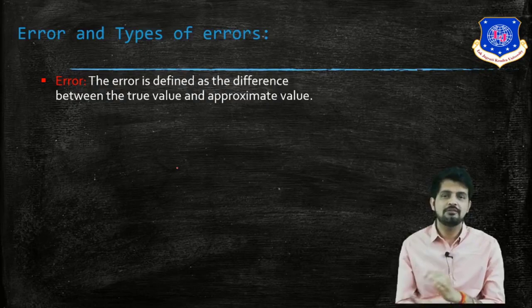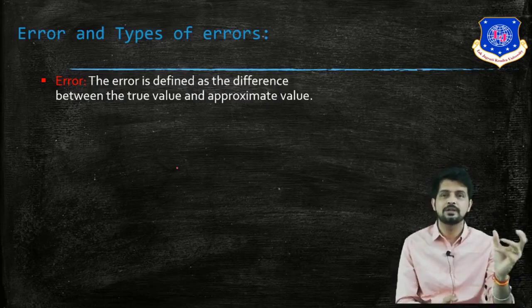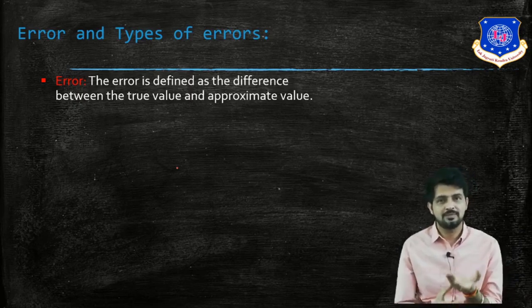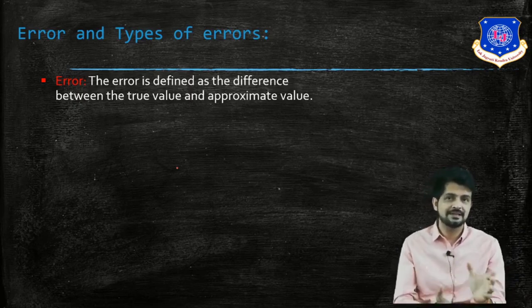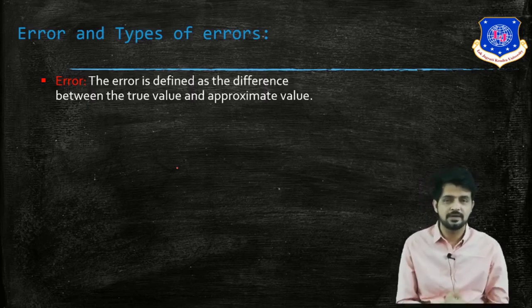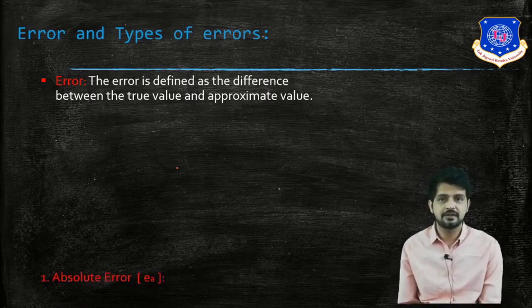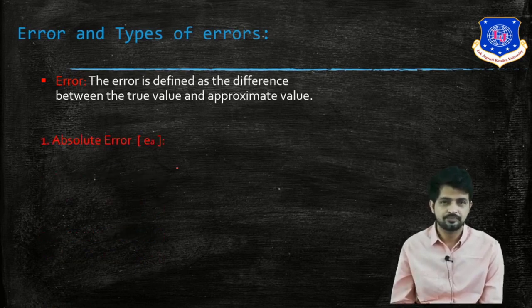The actual value is known as the true value, means we are expecting our answer to be the true value, but after measuring it is not exactly the same as the true value, but there is some difference, and that is known as error, right? So if we want to define error, error is defined as the difference between the true value and the approximate value. Fine, so this is about error. Let us study the different types of errors one by one.